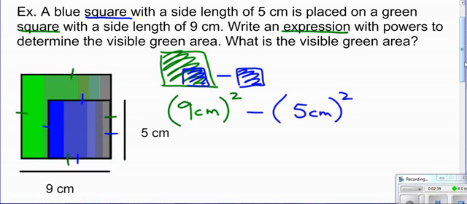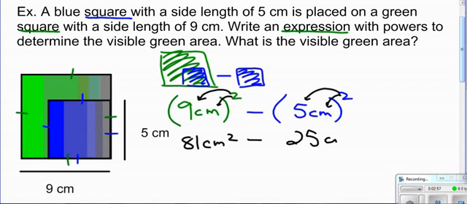Well, when we put a base inside brackets, it means the exponent applies to everything. So we get 81, so the 9 has been squared, and also the centimeters have been squared. Same thing on the 5. The 5 has been squared to 25, and the centimeters have been squared. So this is where we get our area units from.